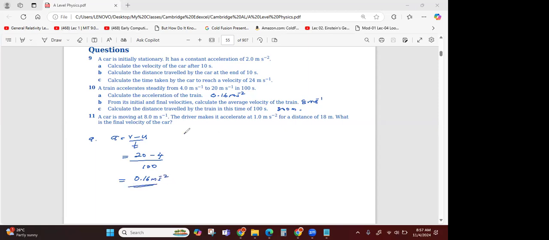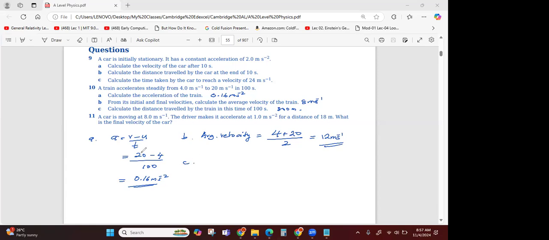Correct. And B, from its initial and final velocities, calculate the average velocity of the train. So the average velocity is 4 plus 20 divided by 2. 24 divided by 2 is, wait, 12, no? I made a mistake. 12 meters per second.